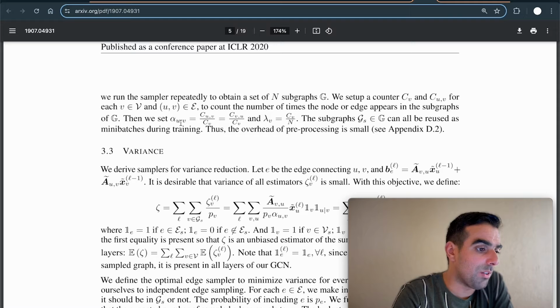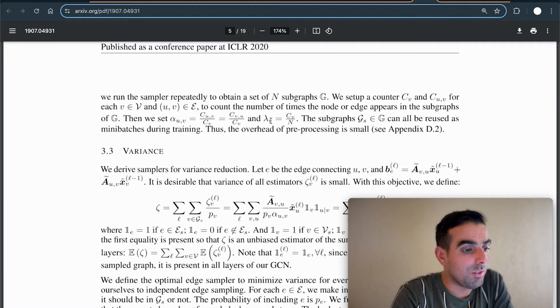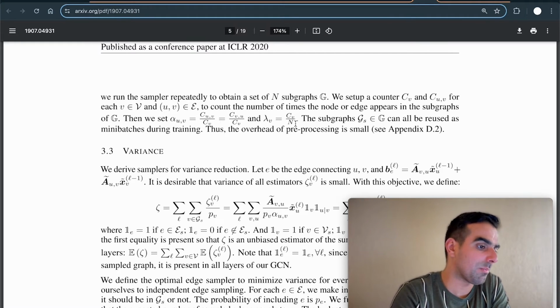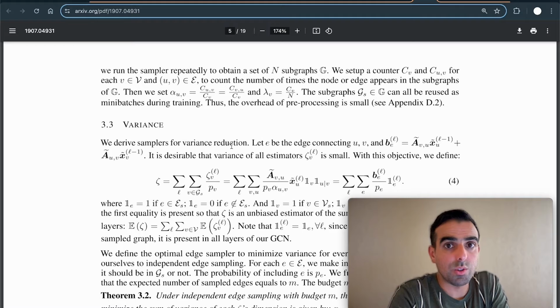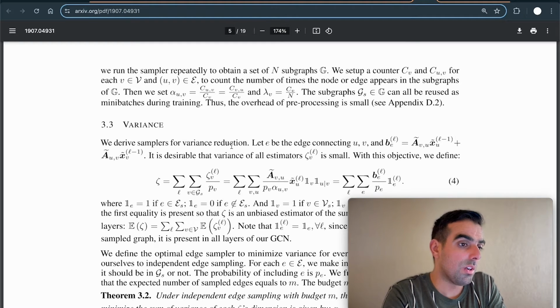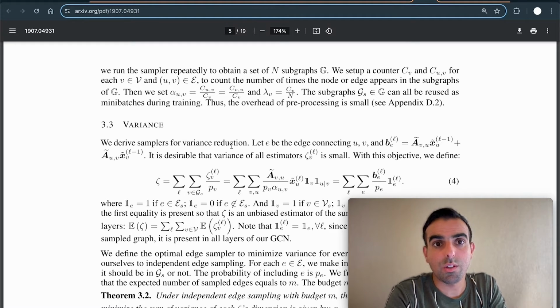Then we set alpha_UV to be the counter of the edge divided by the counter of the node, and lambda_V to be the counter of the node divided by the number of subgraphs that are sampled. So they used alpha and lambda to derive samplers for variance reduction. If the variance is reduced, then this leads to a good training.